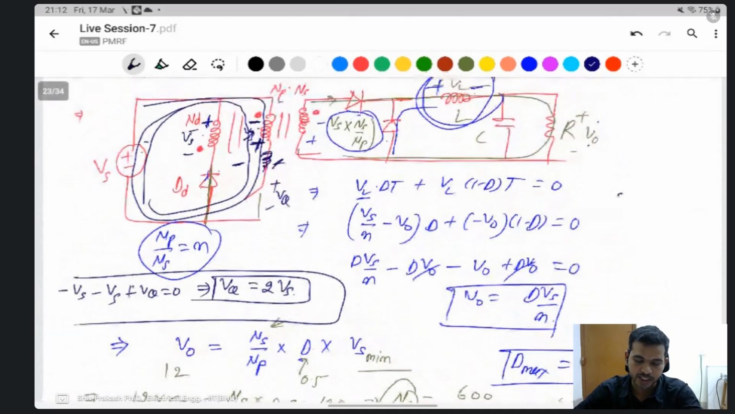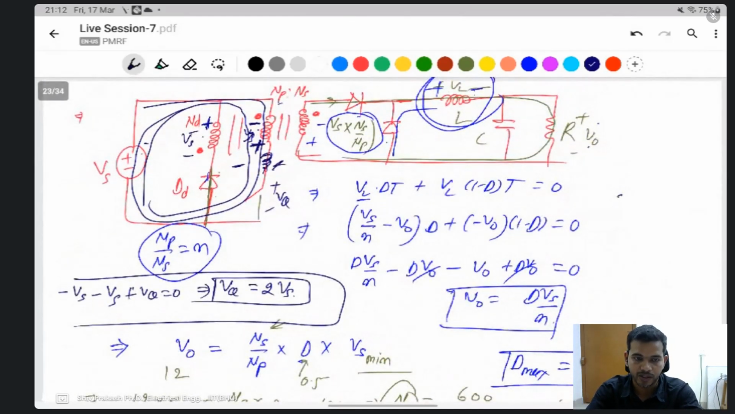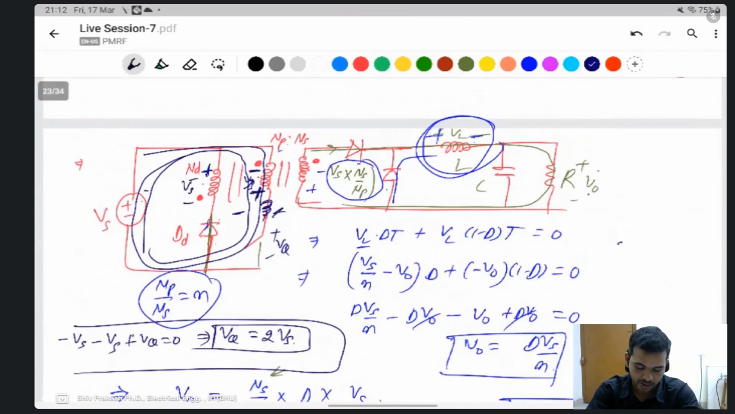To reduce the stresses on the switches, we use the two switch forward converter. Two switches are used here. In this, the reset winding is not needed, and the leakage effect is also reduced, because when the switch is off, the same current flows through the diode in the same winding. Okay, everyone.